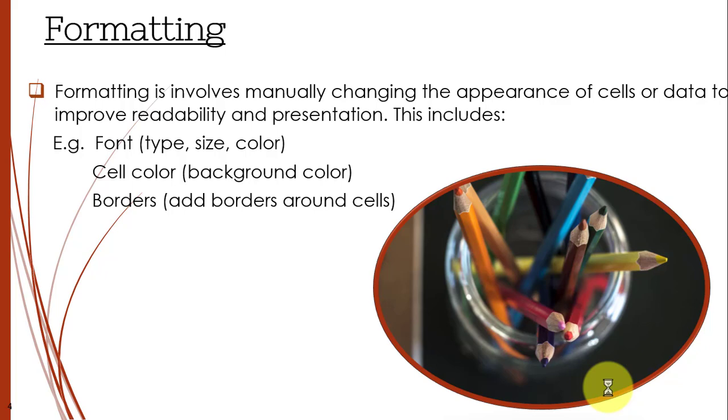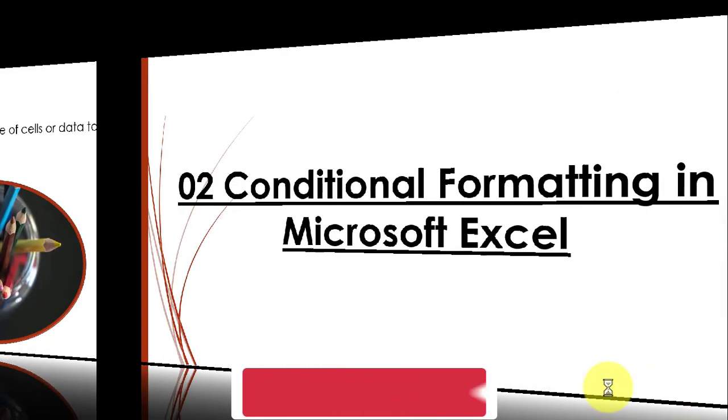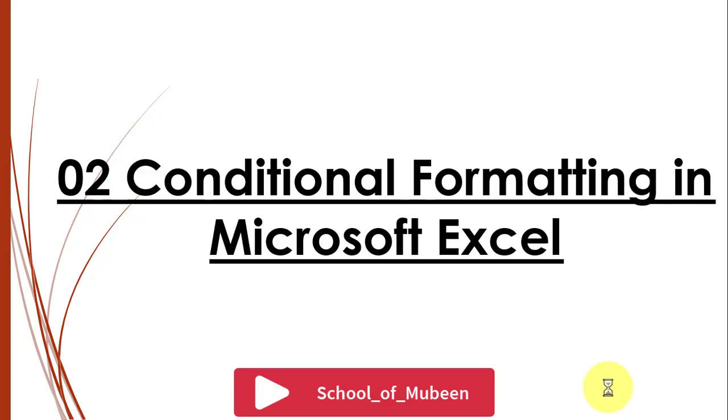So formatting involves manually changing the appearance of cells or data to improve readability and presentation. This includes font type, size and color, cell color and borders, right? This is the formatting. Next we are going to discuss conditional formatting in Microsoft Excel.